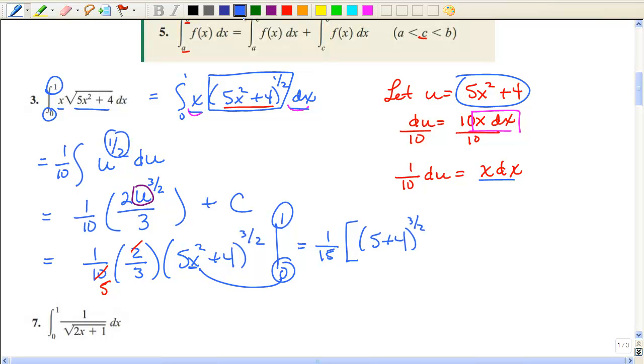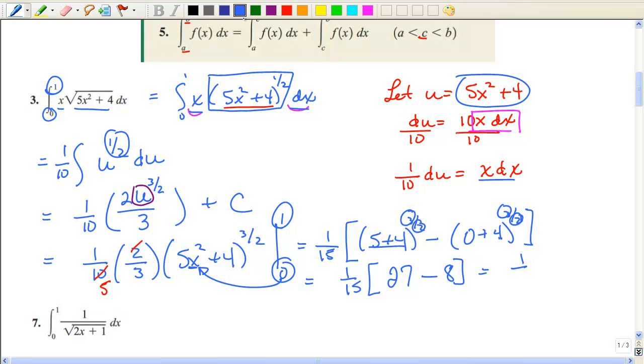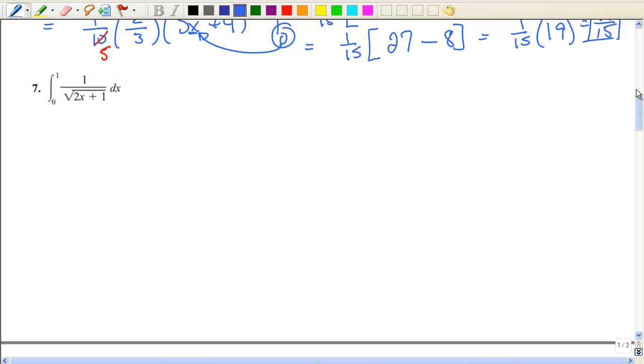And then I'm going to put in 0 for x. Remember, we subtract that lower limit, so I'd have 0 plus 4 to the 3/2 power. Now 5 plus 4 is 9. The square root of 9 is 3, and then the top number says cube that, so that's 27. Here we have the square root of 4 is 2, cubed is 8. And 27 minus 8 is 19. So my answer should be 19/15. And again, try to work in fractions as opposed to decimals. Get that exact answer.